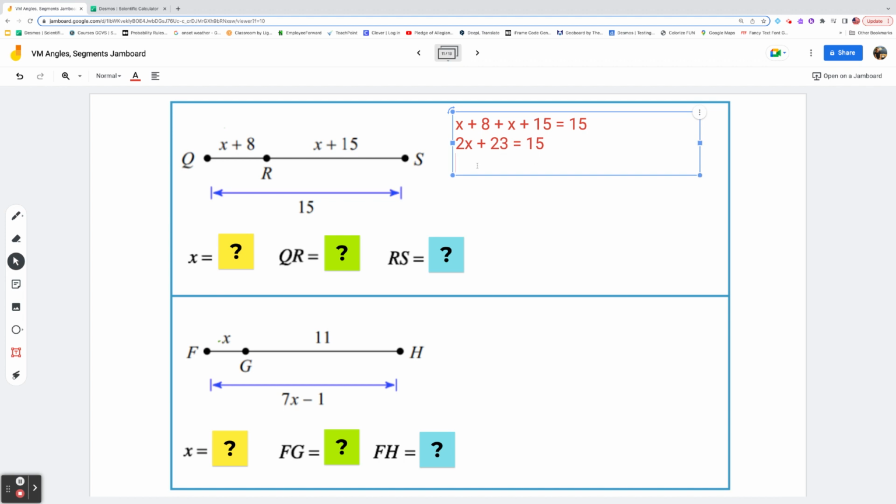We're going to subtract 23 from both sides. 15 minus 23 is negative 8. And then we're going to divide both sides by 2. So we get that x is equal to negative 4.